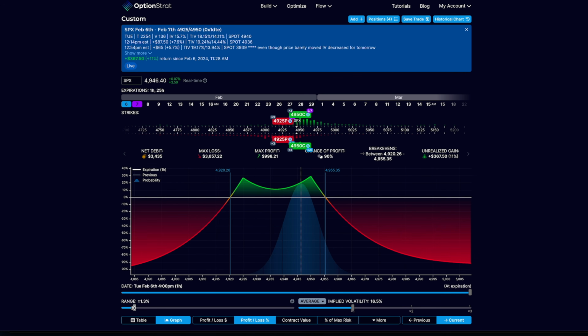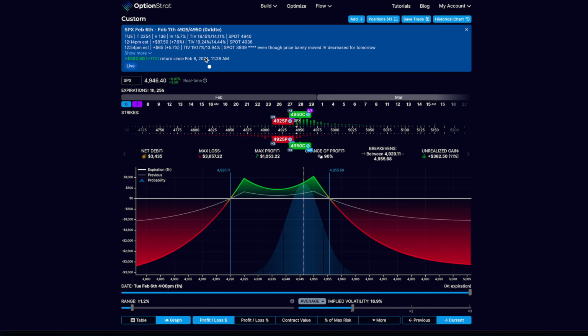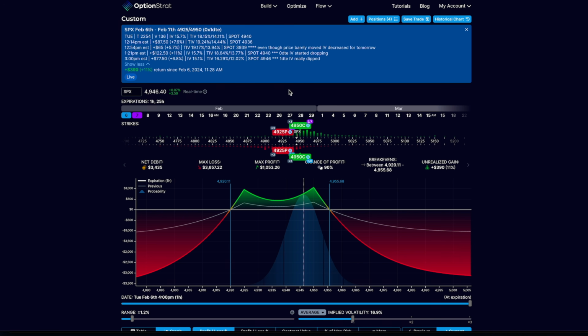So that's just something to be aware of if you're trading calendars, and if you're trading these 0 DTE calendars, know that IV is going to be fluctuating like mad, and you're going to see some sort of fluctuations in your P&L, and that is likely what's happening.